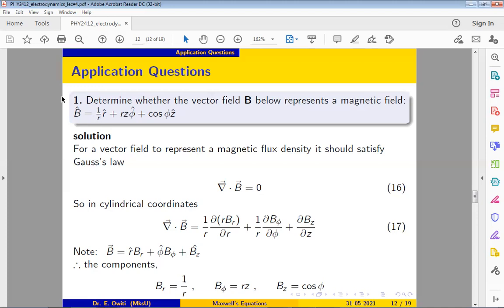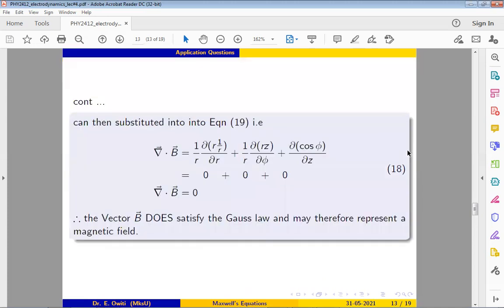So let's proceed and see. So we substitute those components. As you can see, this one is BR, it has been substituted. This one was B phi, it has been substituted. And this one was BZ, it has been substituted. So after substituting, then you carry out differentiation. For example, the first term means you differentiate with respect to R. The middle term, you differentiate with respect to phi. And the final term is to differentiate with respect to Z.